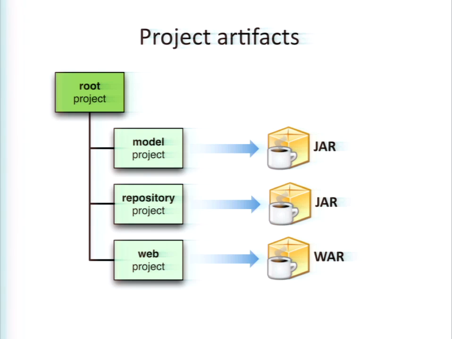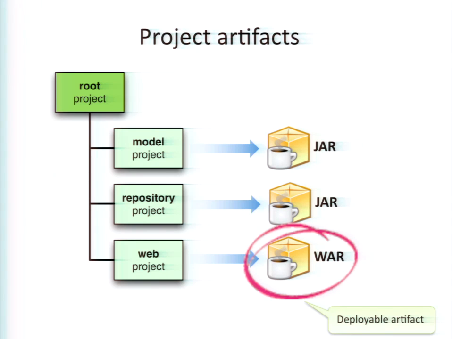Okay, so what will we get out of this Gradle multi-project build? As I said, we have 4 projects, the root and the 3 subprojects. Model and repository, in this case, will build a jar, and web will build our final war. So we have 3 artifacts, but eventually we are only going to ship the war. So that's our deployable artifact.